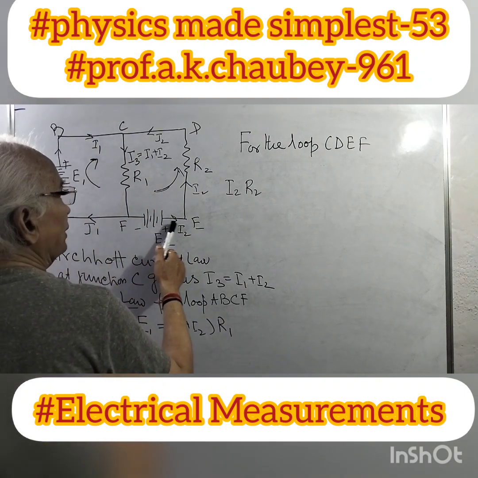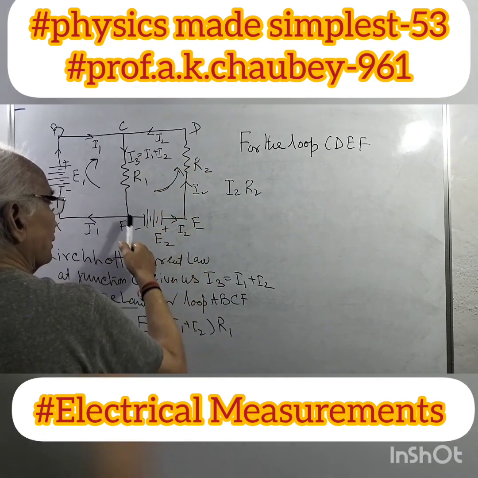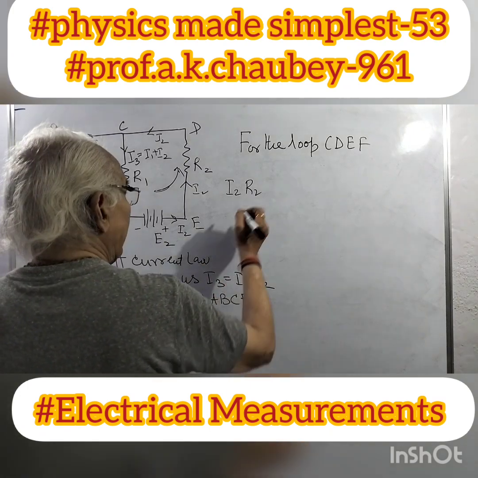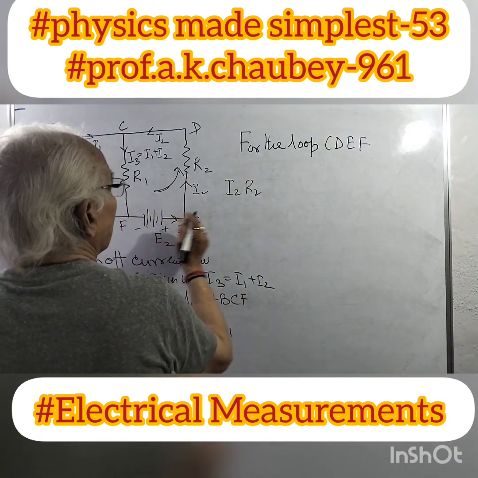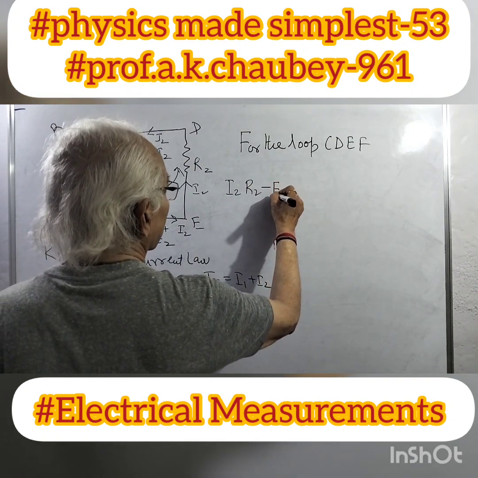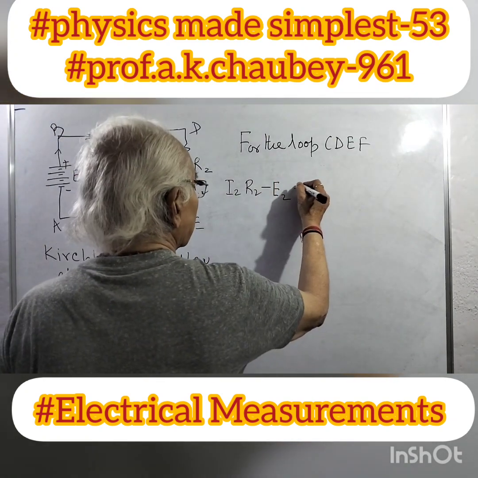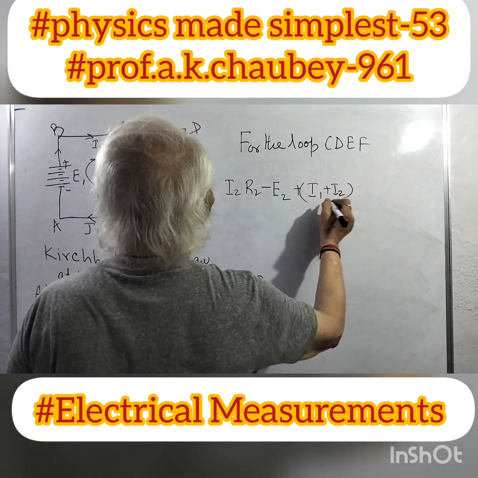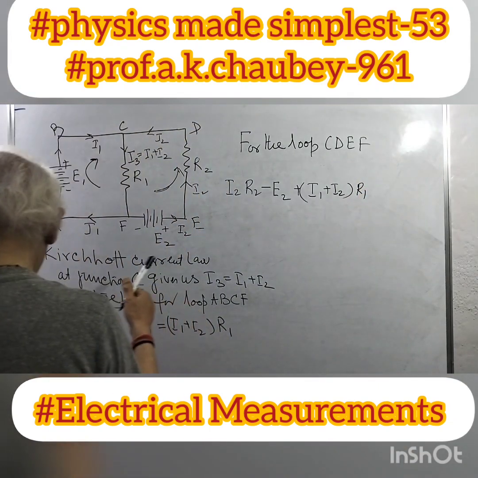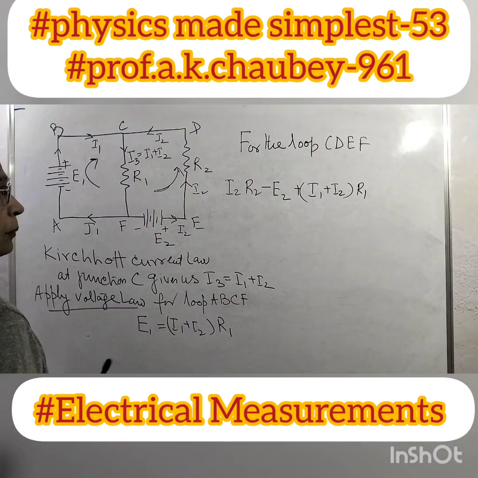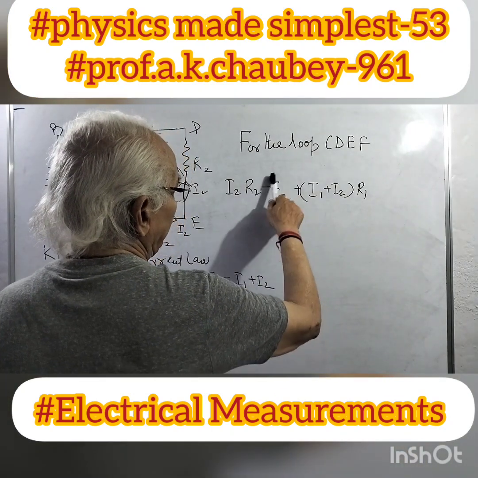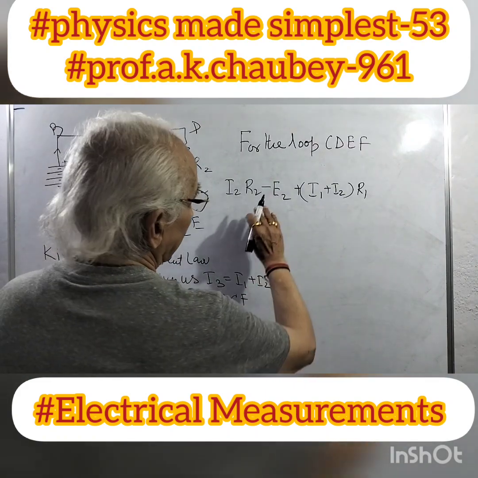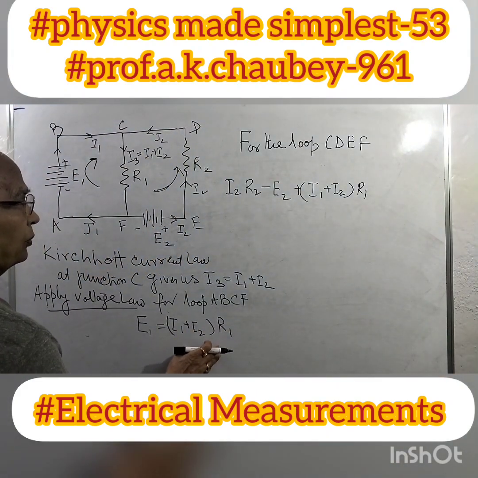So this current from plus like this, and this current, both are opposite. So I2 into R2, and what about the voltage source? This is minus E2, and plus (I1 plus I2) into R1. So the total applied potential must be equal to the total drop, that is, E2, the applied voltage, must be equal to the potential drop.